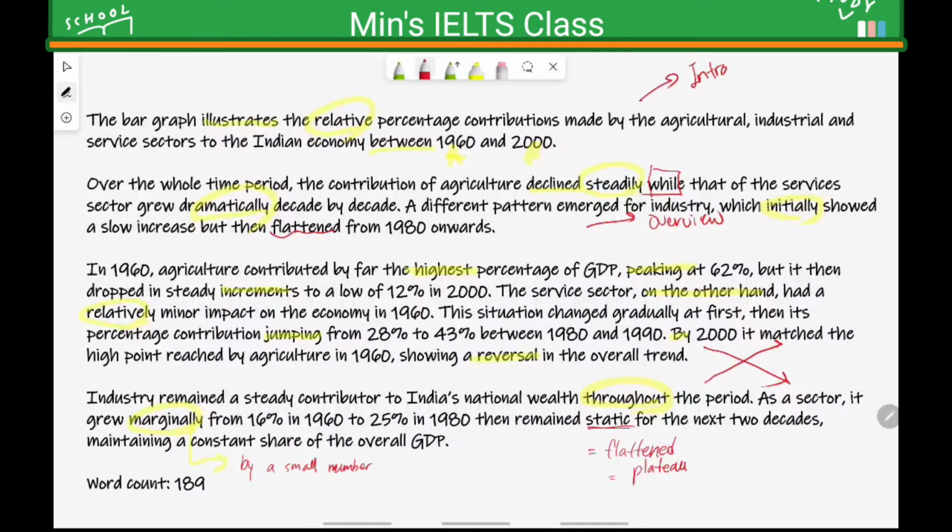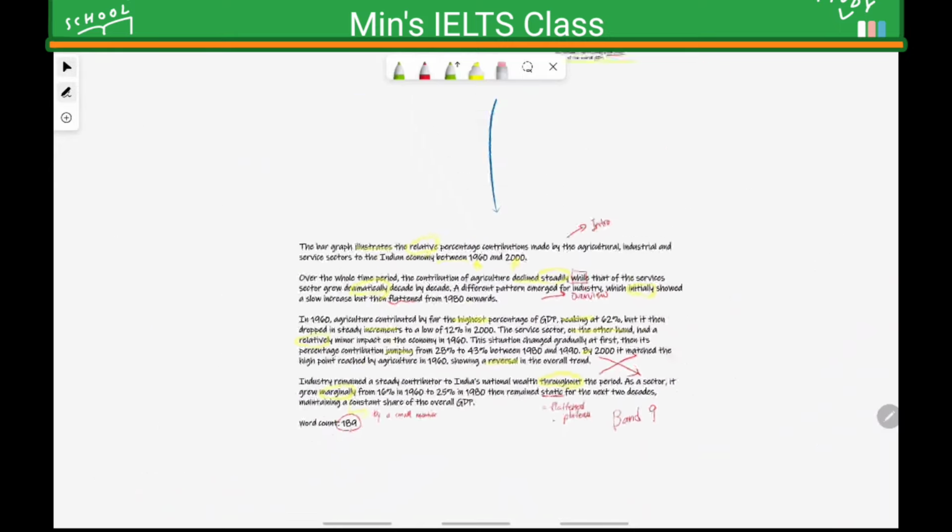And when we have finished that, our word count would be 189. And when you write it like this, it guarantees the score of band 9. Congratulations. All right.